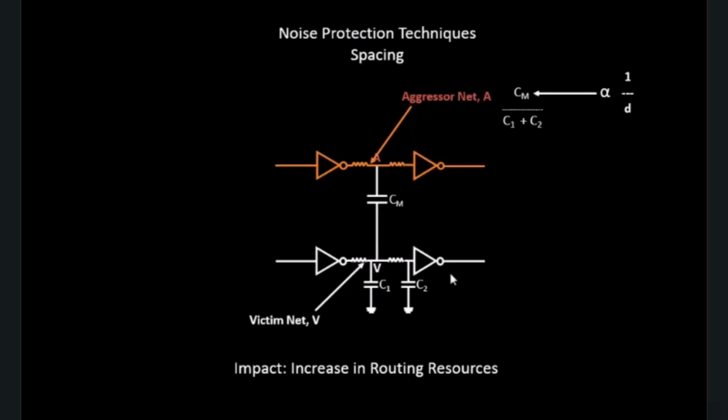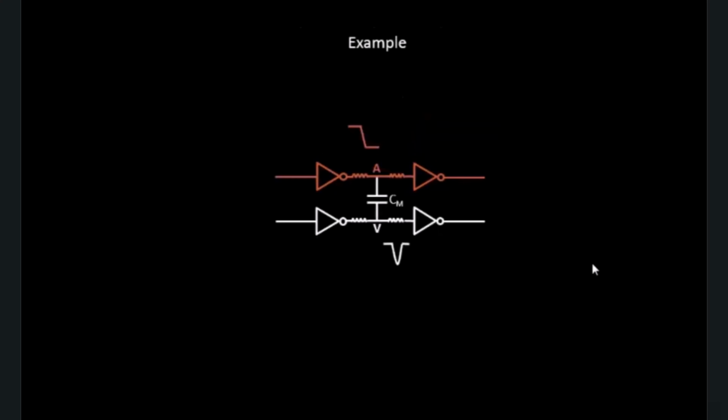But again, it has an impact on routing resources, but it's a very good way to avoid noise on the victim. And hence this particular technique is applied only on the critical nets, for example, again the clock, because the clocks are the ones that are continuously switching. Let's look into an example of how the increase in the spacing affects your glitch. So for example, this was a scenario before.